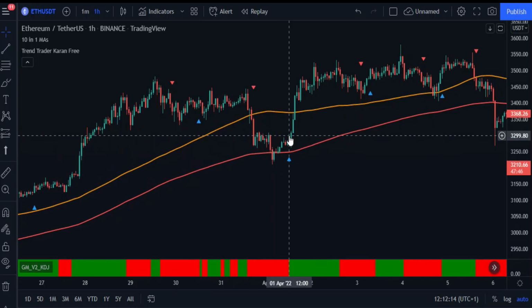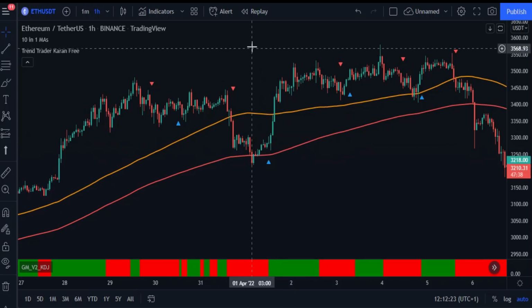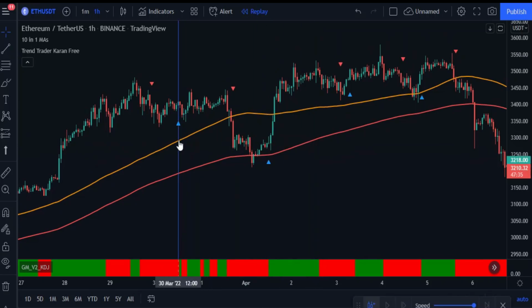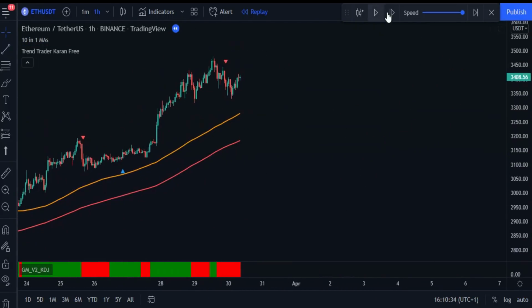Here, we find the pullback entry point, which is really good because the candles touch the 200 line, and this mostly causes a strong bounce. Now, let's check how the buying points look like and how they will be on real trading. And let's use the time machine and go back to this point.